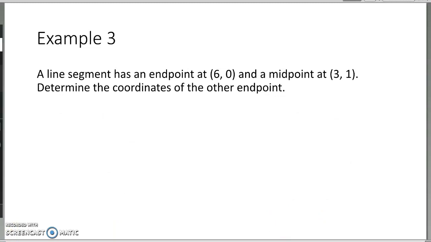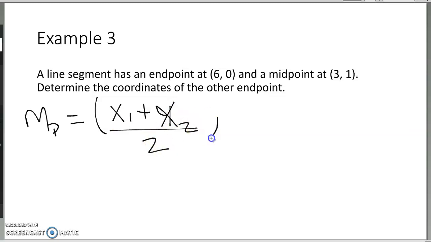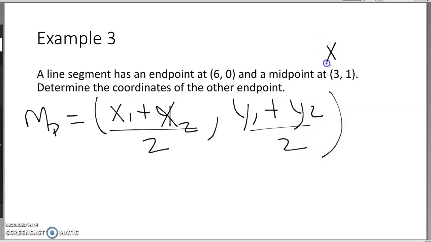Alright, let's say we have an endpoint and a midpoint this time. So again, I can plug it into my formula to see what the values would be. So I know what my midpoint value is. Let's do it for each coordinate, so for the x and the y basically. So I know my midpoint formula is x1 plus x2 divided by 2, and y1 plus y2 divided by 2. I know that this is my midpoint for my x value, and this is my midpoint for my y value, because that's what they've given me.